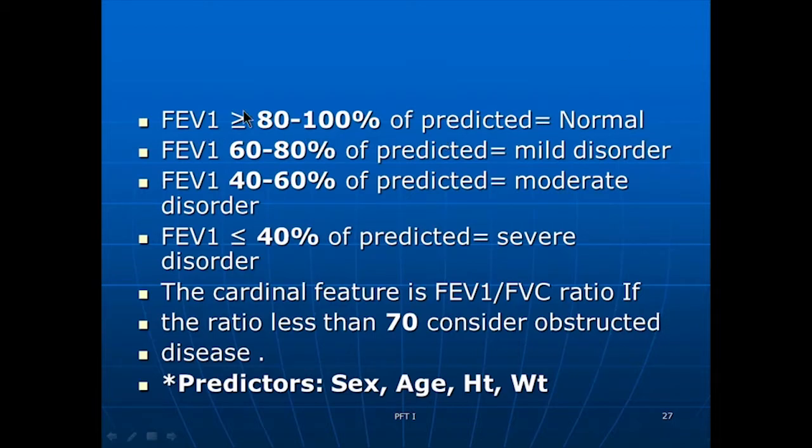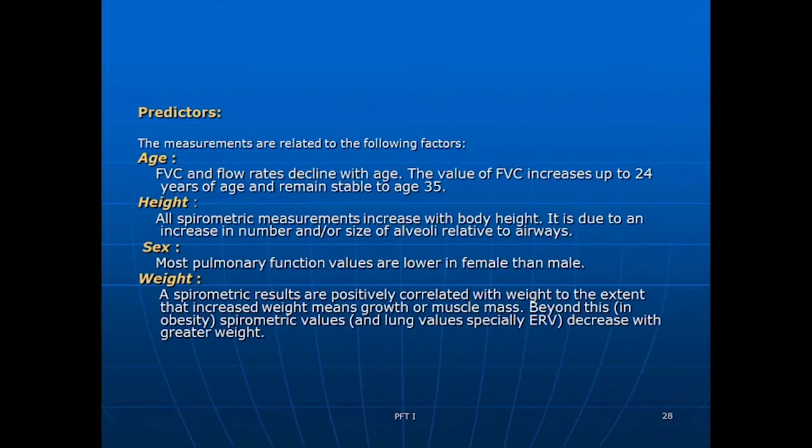Is their FEV1 80% of predicted based on gender, age, height, weight, and ethnicity? That's our predicted value. They're going to get an actual value, what they're actually blowing out, and we compare that to their predicted value. And if it's 80% of what their predicted value is, then it's okay. But if it's less than that, then there's going to be a problem with the pulmonary function study itself.